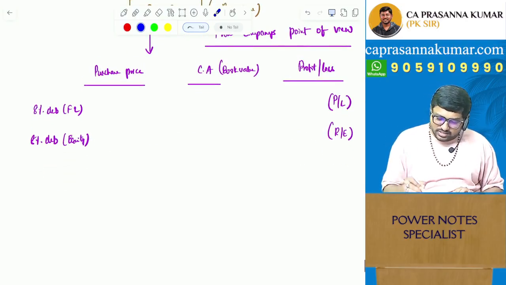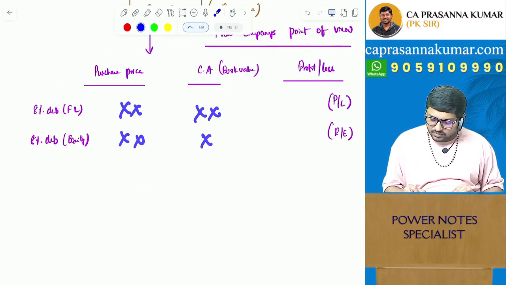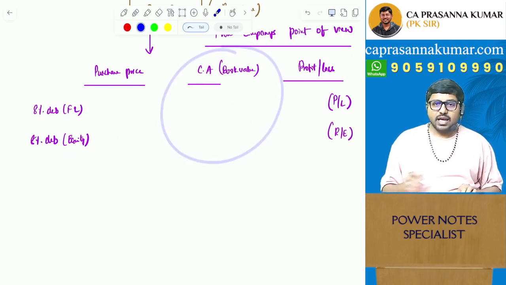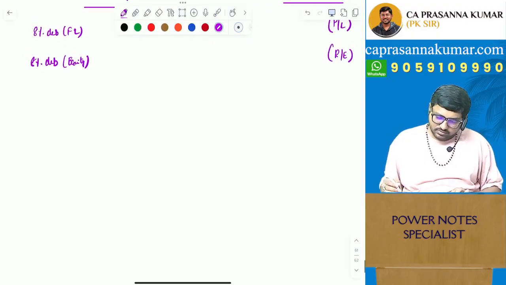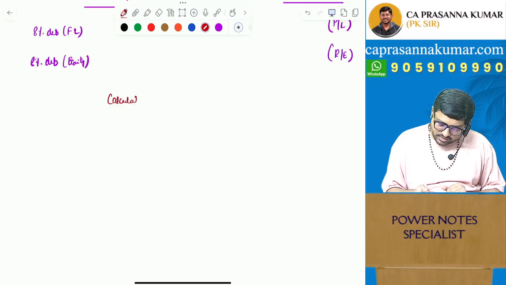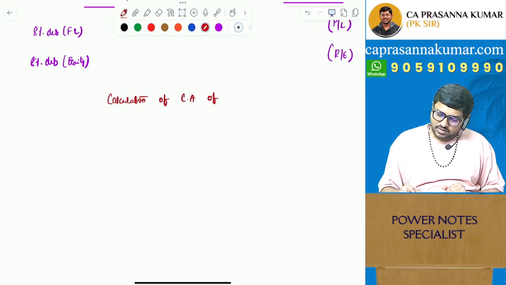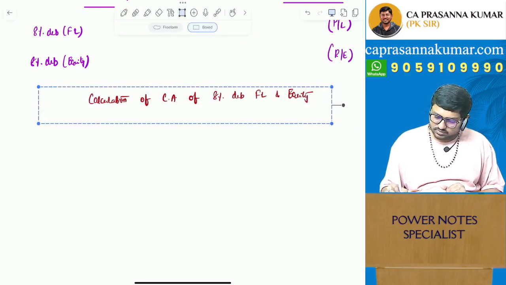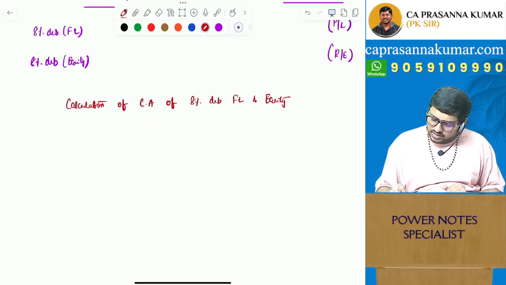Now the question is, one by one, we need to calculate 4 numbers. Correct? Totally 4 numbers we need to calculate. So what we'll do is, first we'll start with the carrying amount. Let's write the heading: Calculation of carrying amount of 8% debentures, financial liability and equity component.